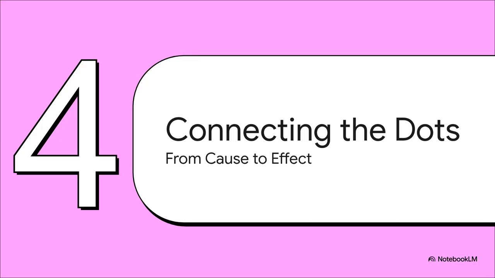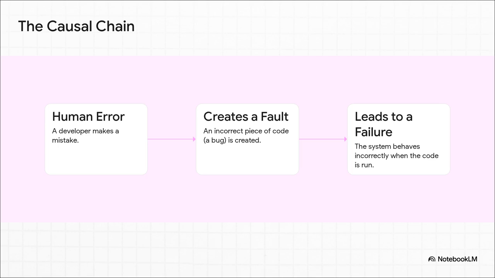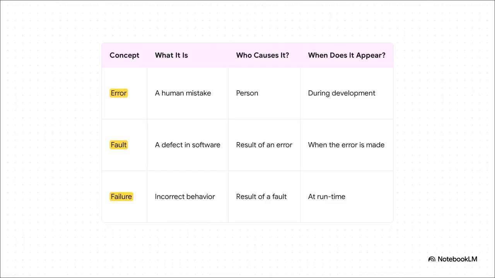Okay, so let's connect all the dots now. We're going to put all three of these pieces together into one single logical chain. This is where it should all really click. Here's the whole sequence, step by step: first a human makes an error. That error then creates a fault, the bug in the code. Then way down the line, when that specific code gets run, the fault leads to a failure. So error creates a fault and an executed fault causes a failure. It's a chain reaction. And it's worth noting, not every fault will cause a failure, but every single failure is caused by a fault.